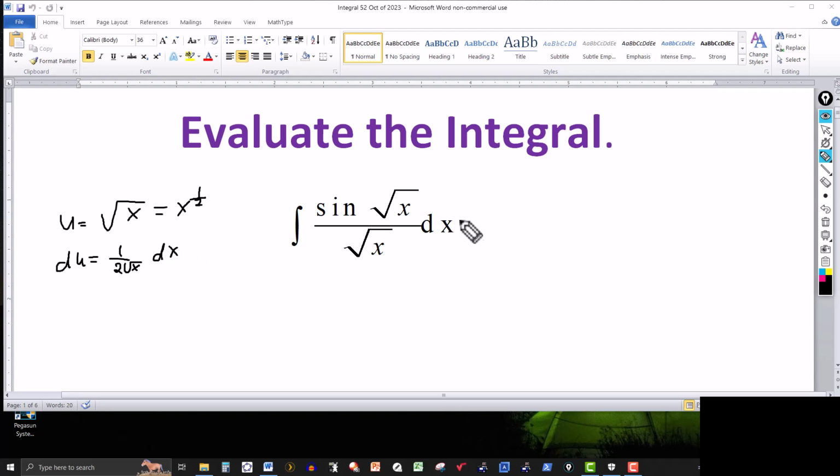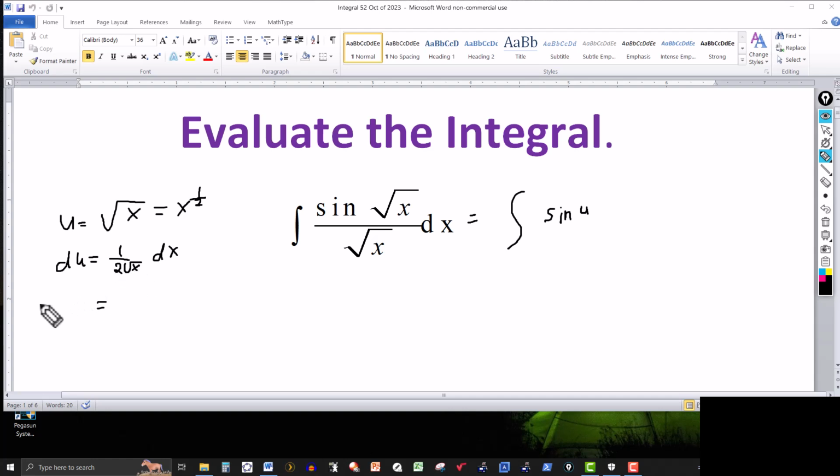Now we'll make the substitution. You could say, well, u equals the square root of x, so put a u here and a u here, but that gives you pretty much the same thing. So what I'm going to do is write the sine of the square root of x, but that's going to be my u. And I'm going to use this right here, dx over the square root of x. So I'm going to just break it out this way.